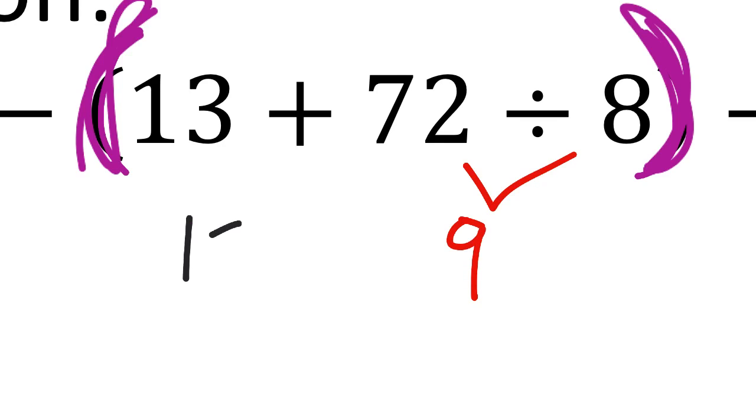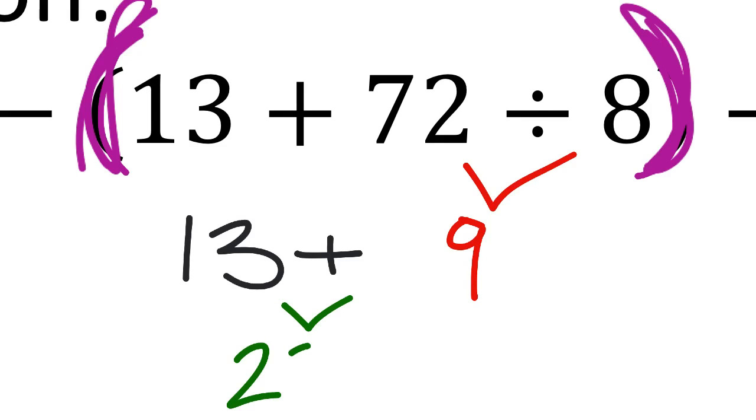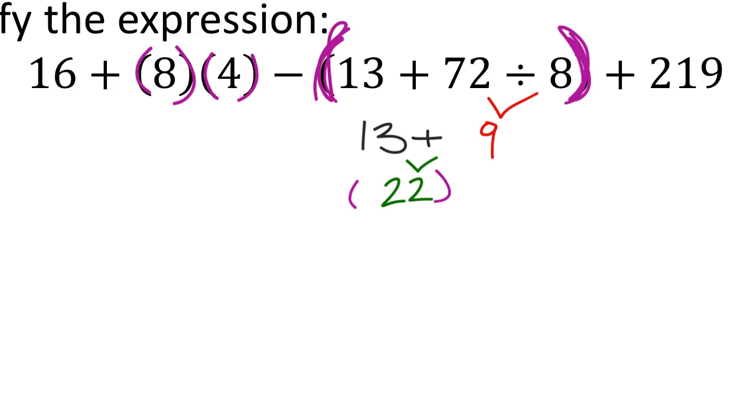Now the expression is 13 plus 9. See how we're manipulating this into smaller, more manageable problems. 13 plus 9 in the parentheses is 22. So I now have this set of parentheses. Let's zoom out so we can see the full problem. So this is what we have, but I need to write the rest of the problem.